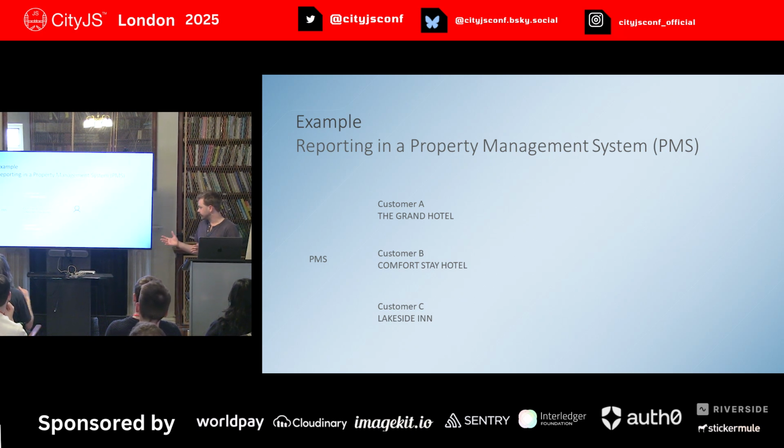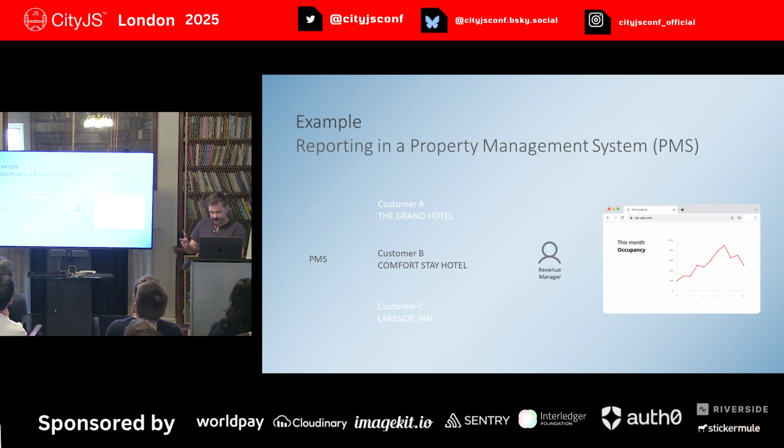Now, she would like to get a sense of how her hotel is performing, and one of the metrics she'll use for that is how full her hotel has been over the last month. We call that occupancy, and it's a key metric for her. So what she'll do is navigate to our PMS web app, go to the reporting section, and click on the this month occupancy report.